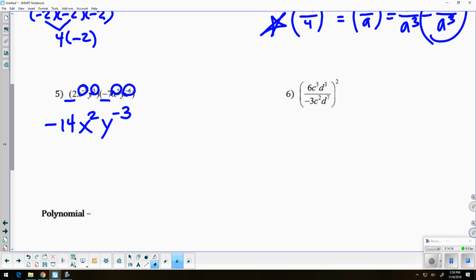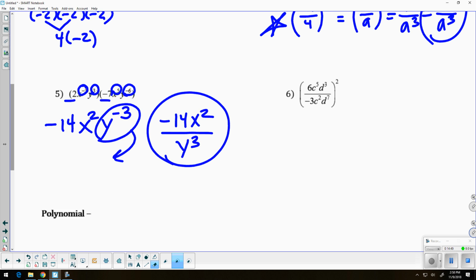Okay, but now you got to fix it because you got a negative exponent. So again, you're only going to relocate the y to the -3. That one moves downstairs. So your final answer would be -14x squared over y to the positive third power.